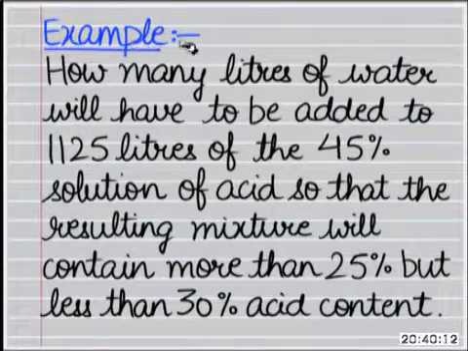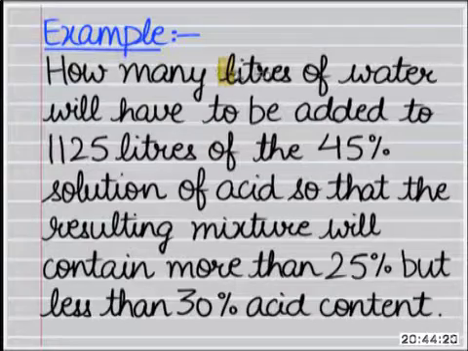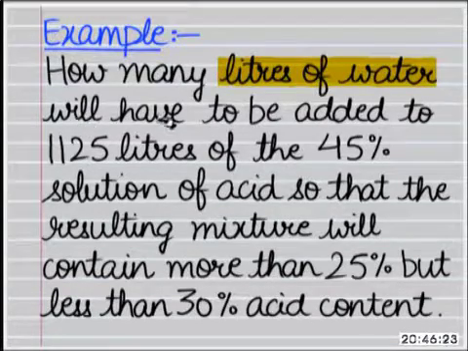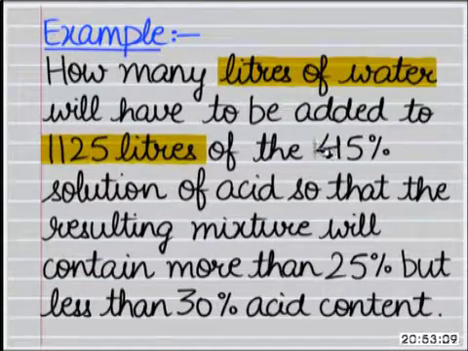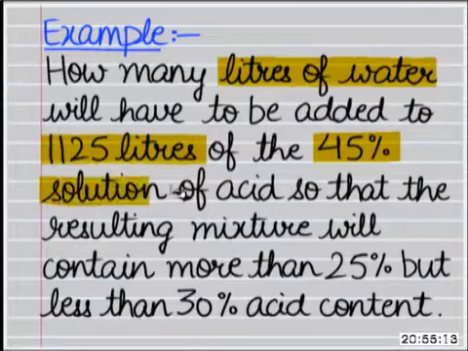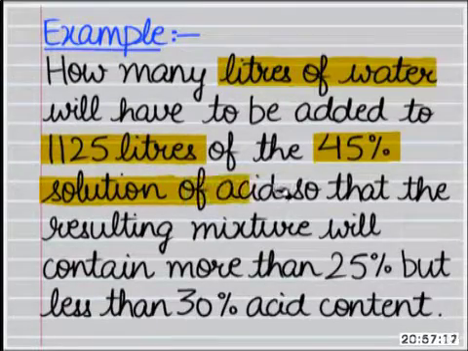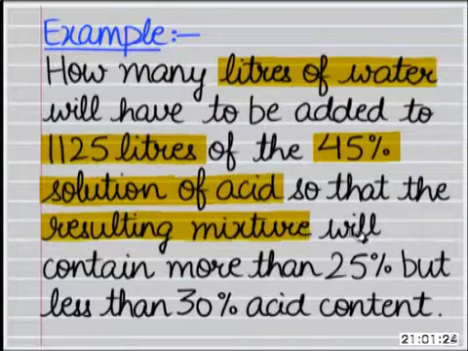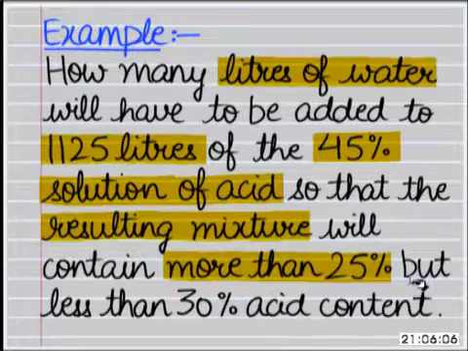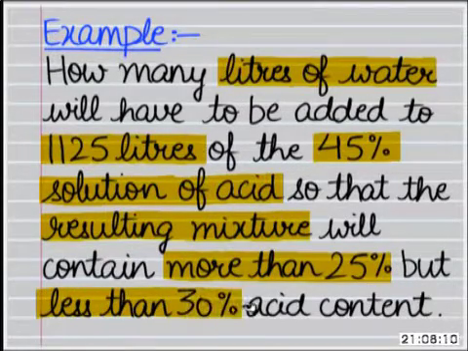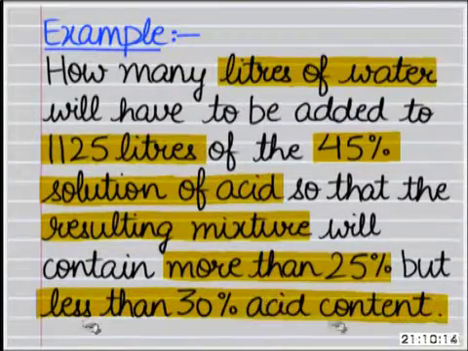Let us see another example. How many liters of water will have to be added to 1125 liters of the 45% solution of acid so that the resulting mixture will contain more than 25% but less than 30% acid content?